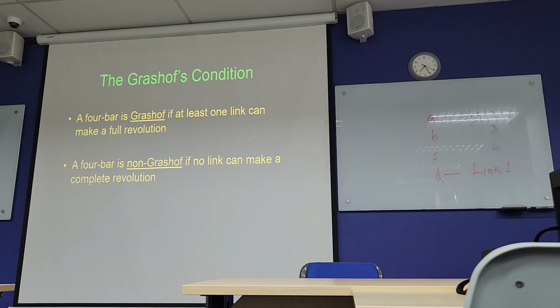Okay, for the mechanism to act, now we talk about Grashof's condition. We have already seen Grashof's condition. A 4 bar is a Grashof if at least one link can make a full revolution. So one of the links should make a complete 360 degrees rotation. Then we can call the mechanism a Grashof mechanism. If it is a non-Grashof, it means the link cannot make a complete revolution.